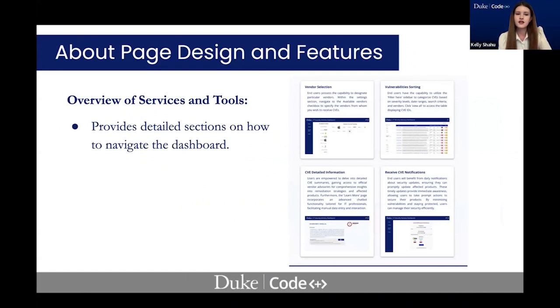Next, let's delve into the 2-column section, which provides detailed information about specific features of our system. On the upper left, we have vendor selection, and users can specify particular vendors from whom they wish to receive CVEs. On the upper right, we highlight vulnerability sorting. Users can categorize CVEs based on severity levels, date ranges, search criteria, and vendors.